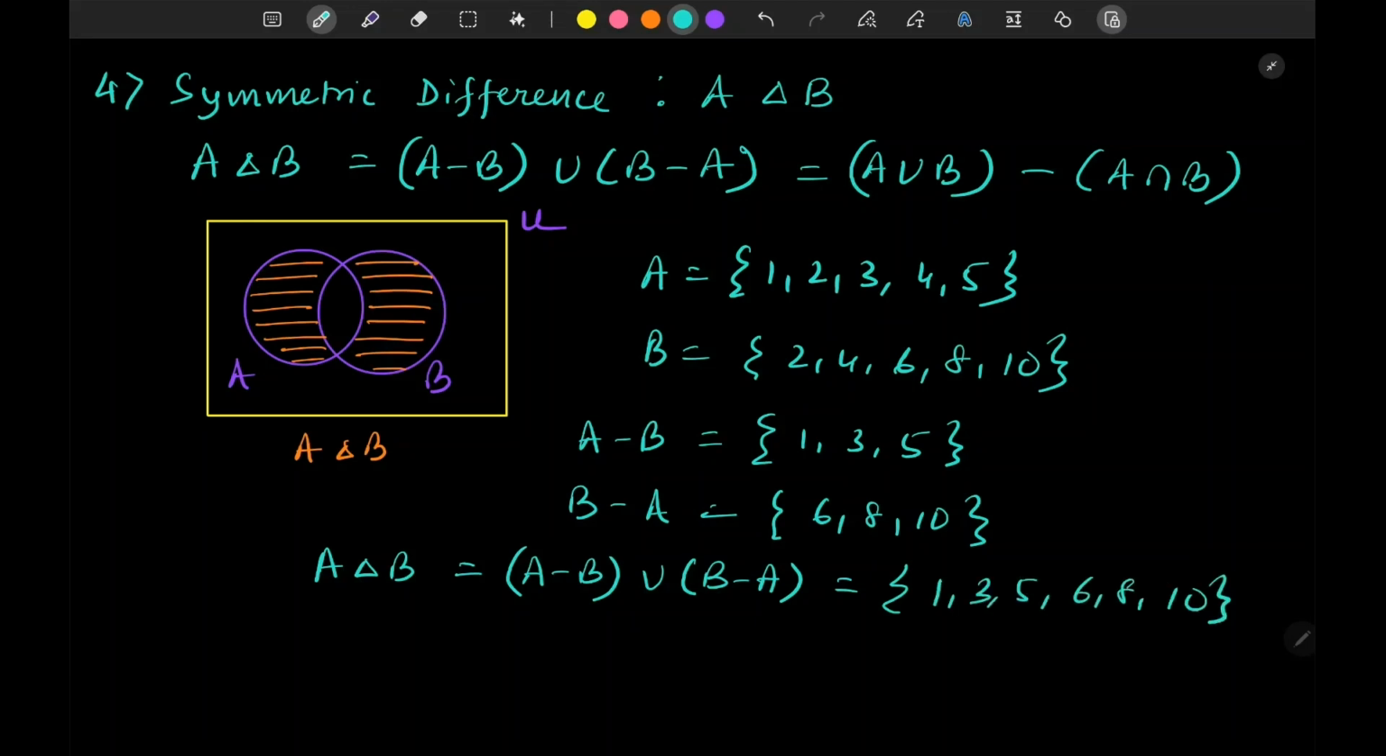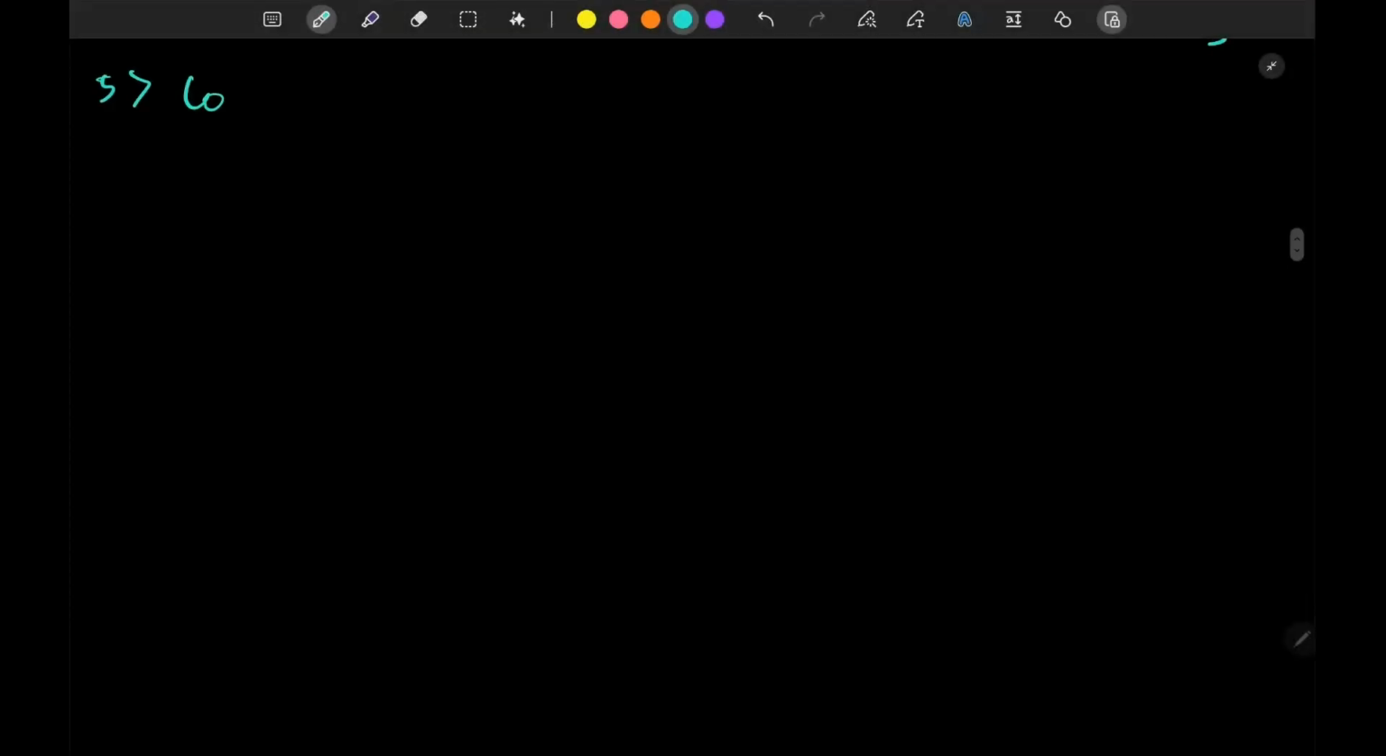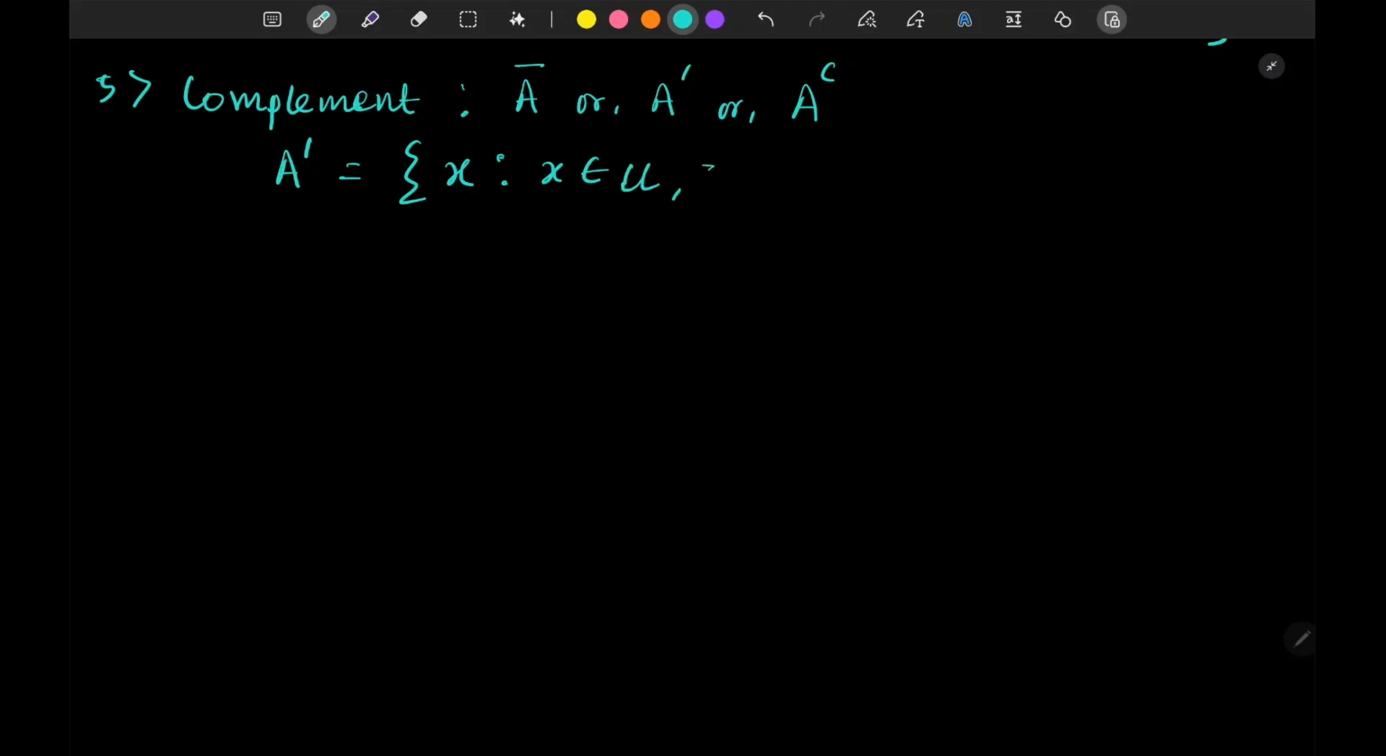The next operation is called the complement of a set. The complement of a set A can be represented various ways. A few of the ways are A bar or A dash or A complement. The complement of a set is a set which consists of all the elements which are present in the universal set but not present in A. Therefore, A complement can also be written as the difference between the universal set and the set A.